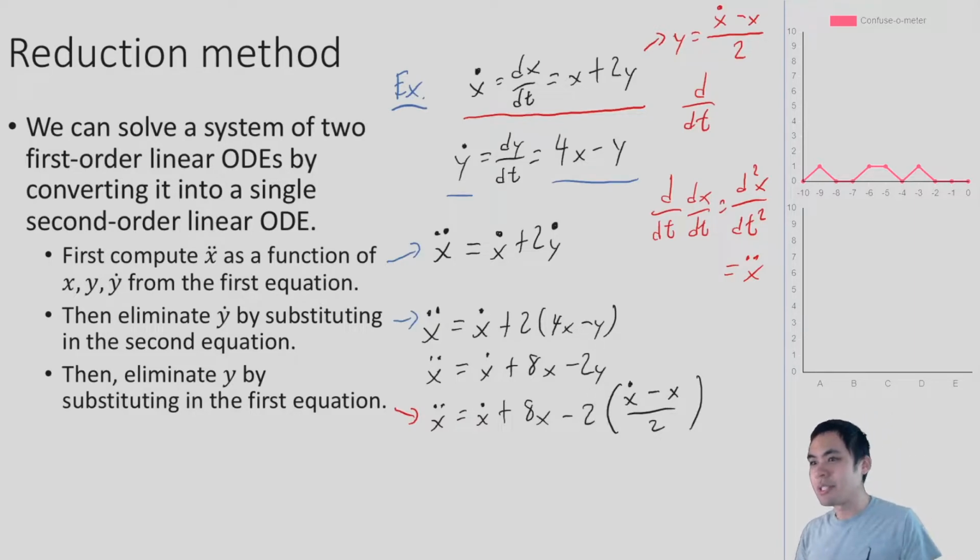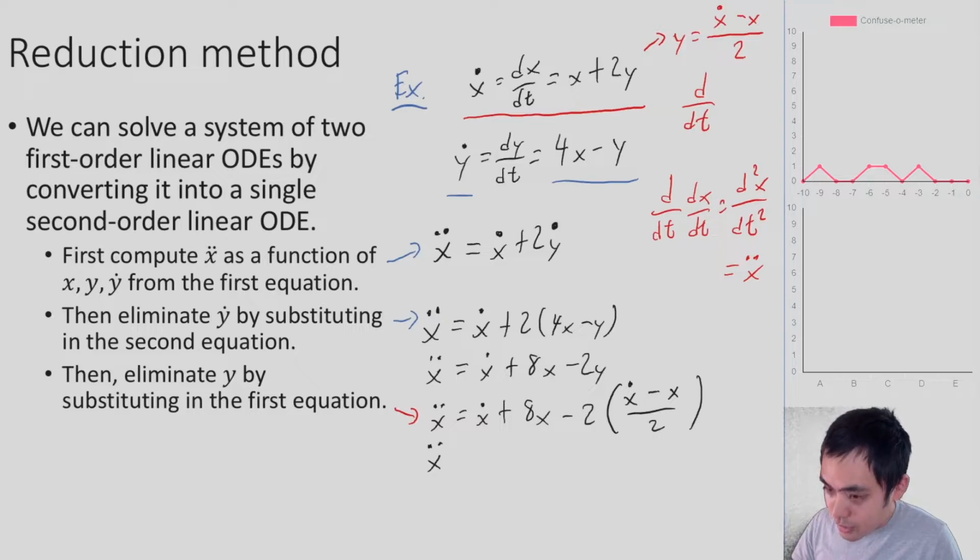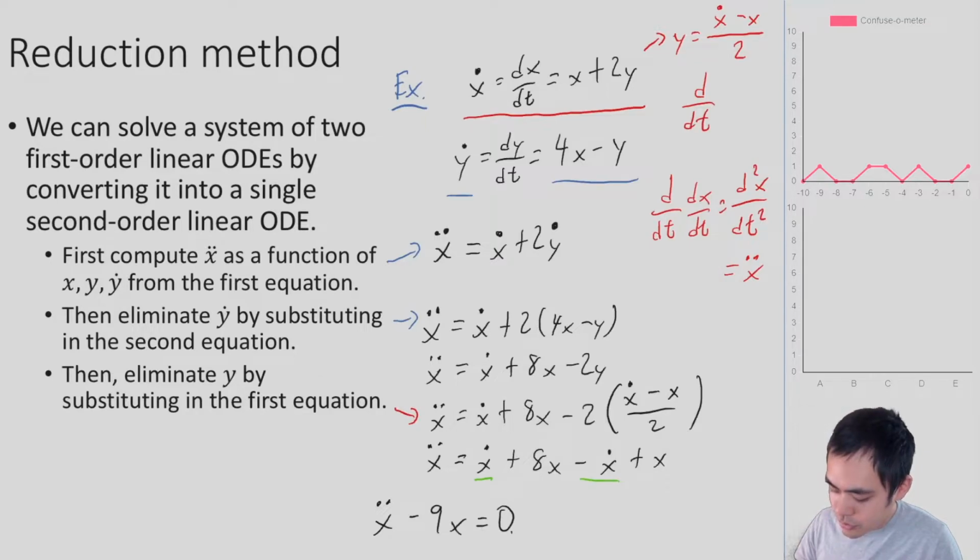Now you notice that this example was carefully constructed in the book so that some of the coefficients cancel out. So this is actually one of the examples in the book if you're following along. And when we simplify this a little bit, what we get is x double dot is equal to x dot plus 8x minus x dot plus x. Oh, sorry. And of course, these two pieces cancel out. And so you're left with x double dot minus 9x is equal to 0.